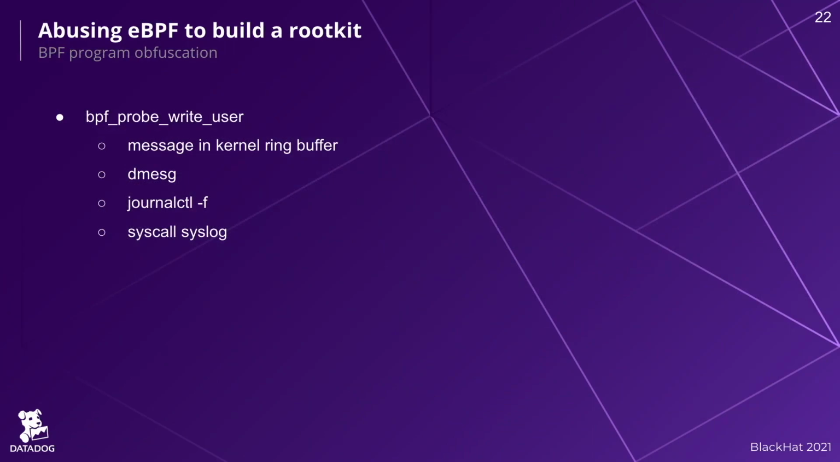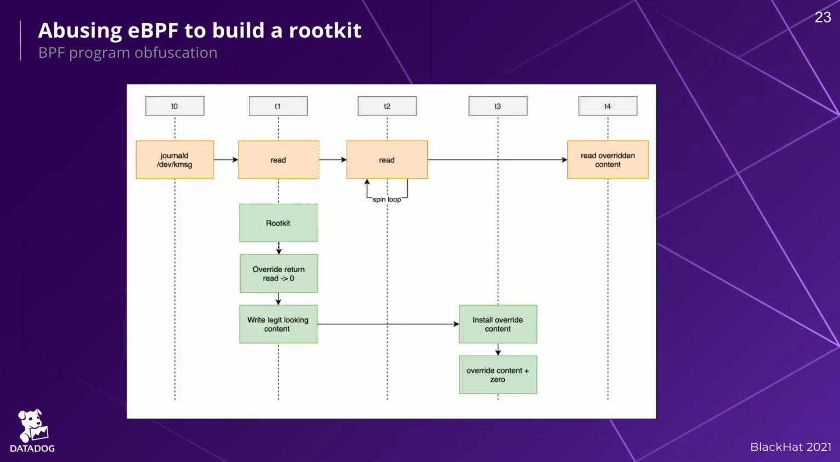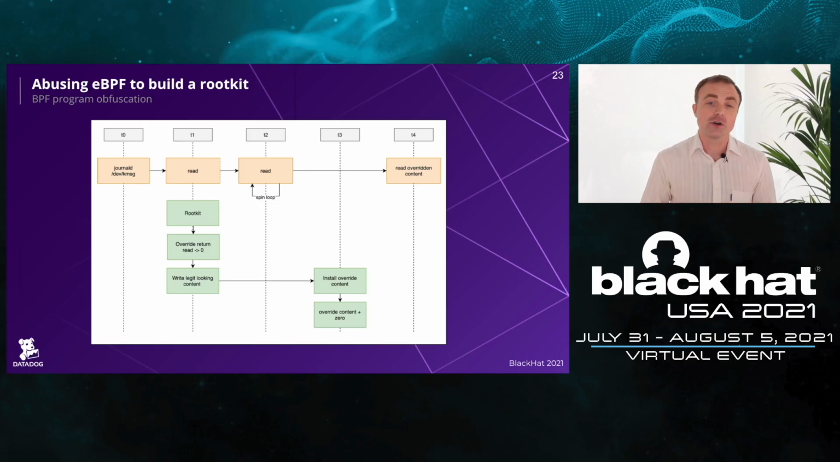So in this demo, the cat /dev/kmsg, journald in our diagram, is blocked on read syscalls that will return once a new message arrives. So two eBPF programs have to be loaded by the rootkit sequentially. The first one, which doesn't use bpf_probe_write_user, will hook on read syscalls and make them return 0 and write legit-looking messages into the ring buffer.